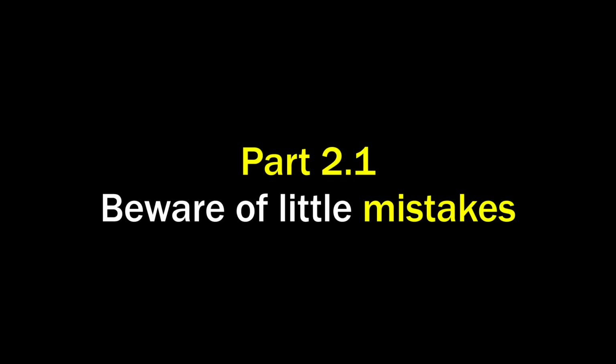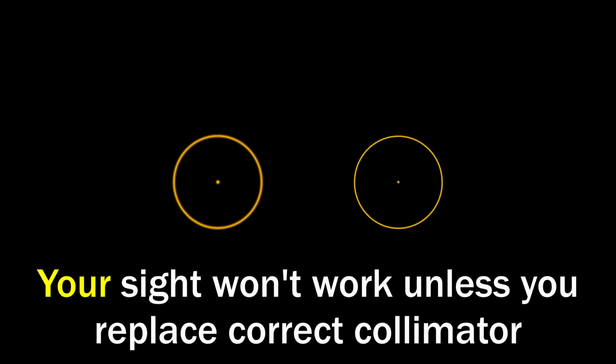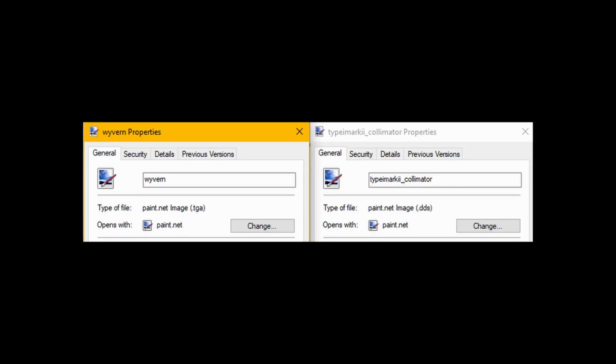There are a few similarly looking collimators, N3A collimator and Type Mark II collimator for example. Once I was hitting my head against the wall for a long time just to later discover that the texture I wanted to use was in the DDS format.